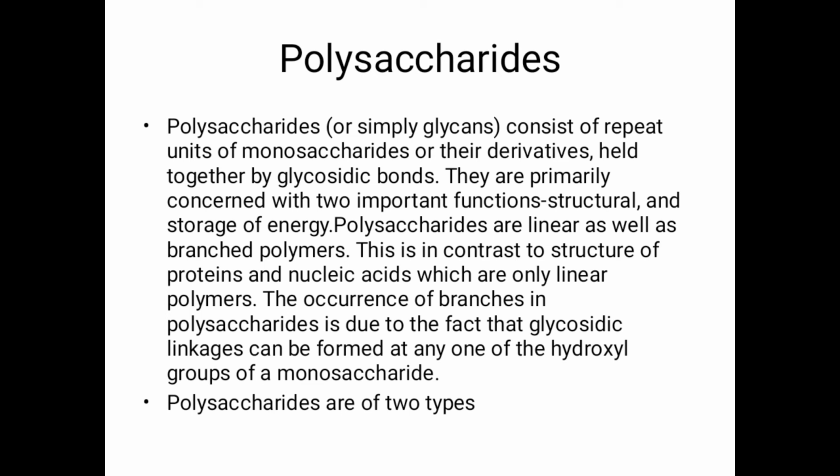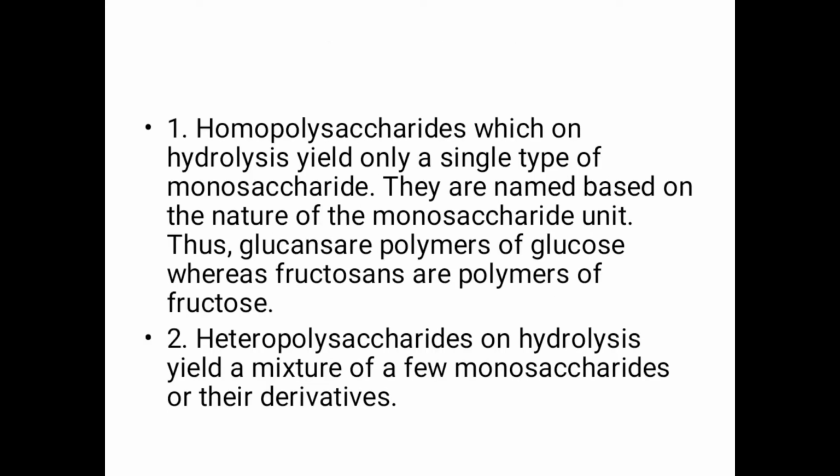So polysaccharides are of two types: homopolysaccharides and heteropolysaccharides. Homopolysaccharides, on hydrolysis, give only a single type of monosaccharide. They are named based on the nature of the monosaccharide unit. Thus, glucans are polymers of glucose, whereas fructans are polymers of fructose.